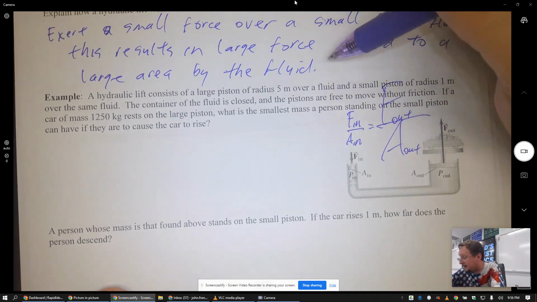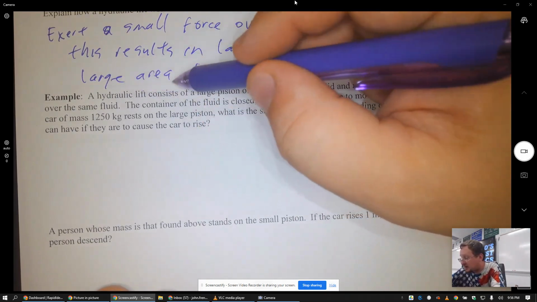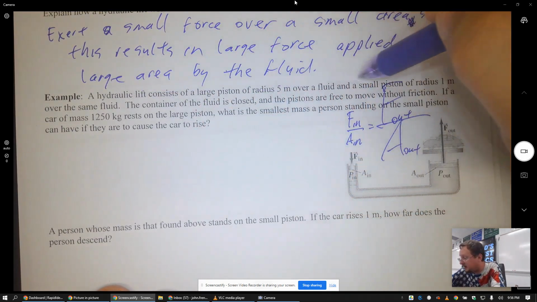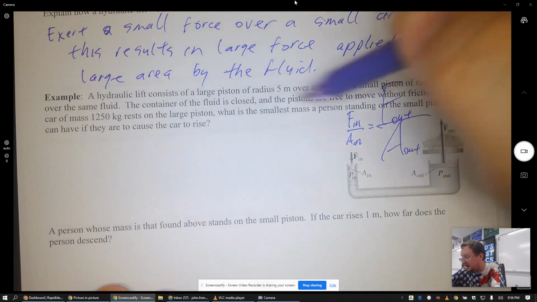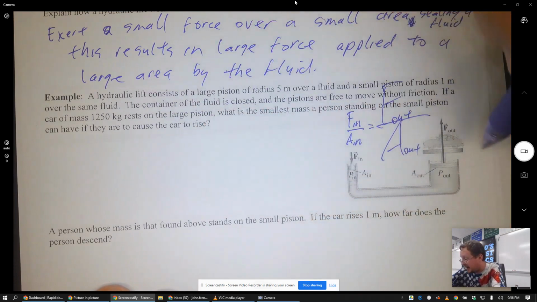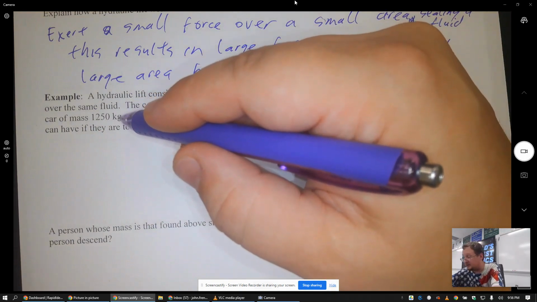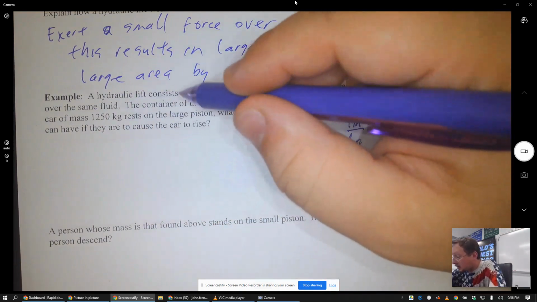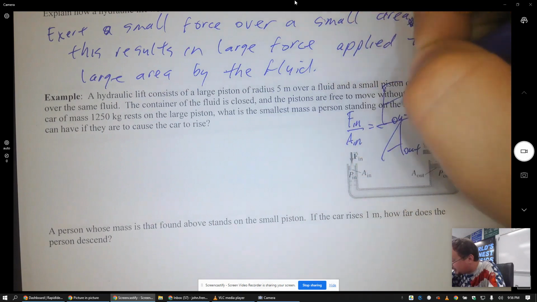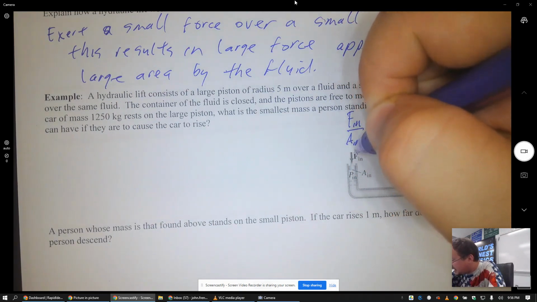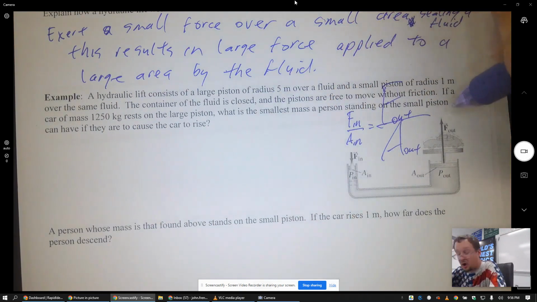So I'm going to use this idea here. A hydraulic lift consists of a large piston, 5 meters, over a fluid, and a small piston, 1 meter. The container of fluid is closed by the pistons. If a car of mass 1250 kilograms is on the large piston, what's the smallest mass a person can have to stand on the small piston and be able to push it down and make the car go up?